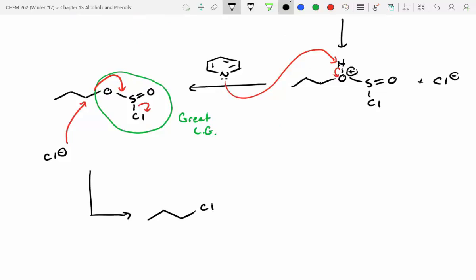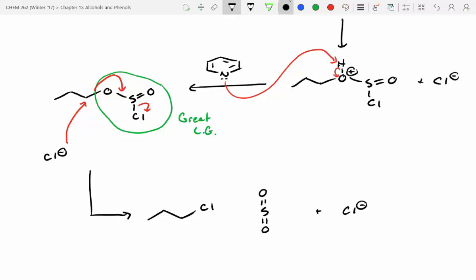So our main organic product is going to have that chlorine covalently bound to that carbon. And then what other products are we going to get? Yeah, sulfur dioxide. And then we would also have that chloride that got kicked off in that last step as well.